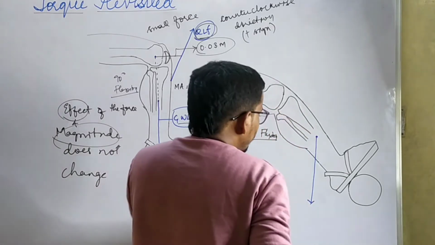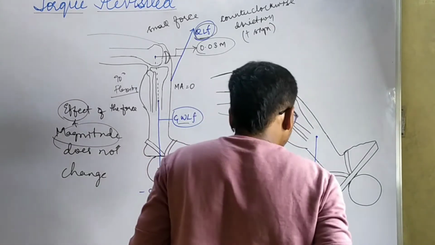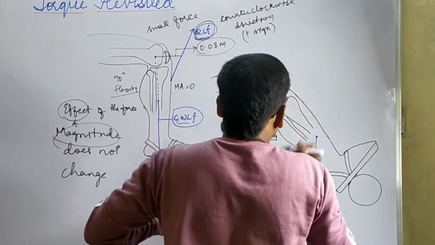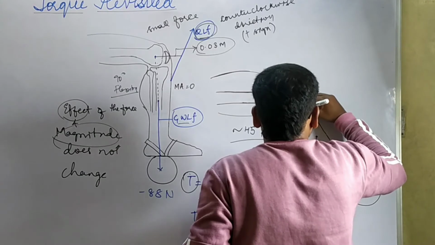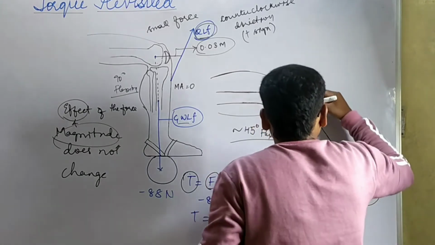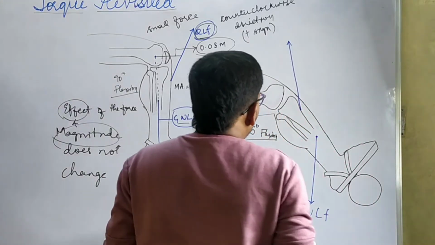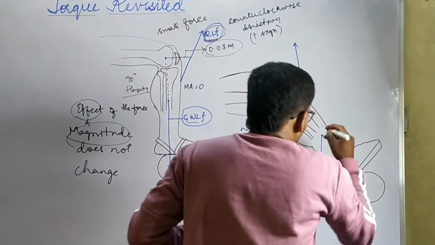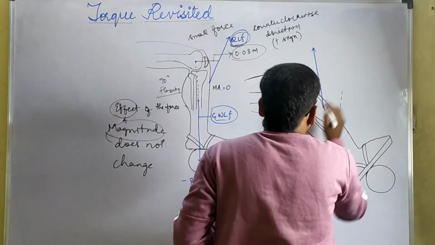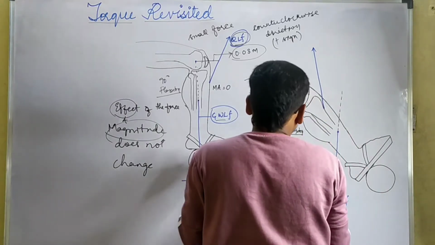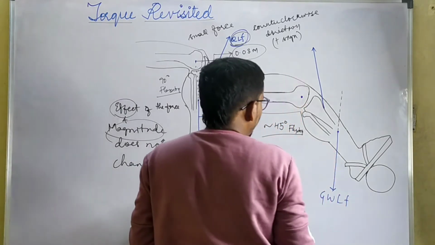For example, this is the force vector of the gravity weight of the leg foot segment, and the quadriceps muscle force vector is acting in this direction. Okay, now if we extend this line, this is the joint axis. This is located on the lateral condyle of the femur.